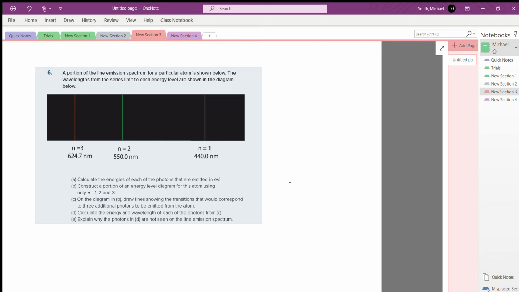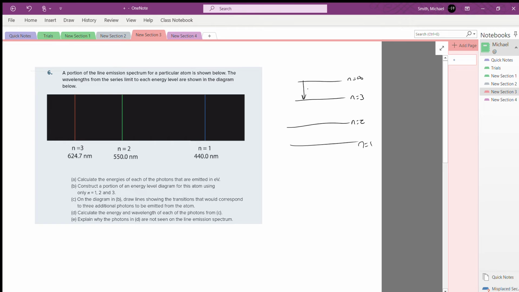Each of these lines corresponds from the series limit to each of the electron energy levels shown in the diagram. So here we have essentially 4 lines: n equals 1, n equals 2, n equals 3, and the series limit. And so the first one, the 624.7 nanometers, corresponds to this transition.